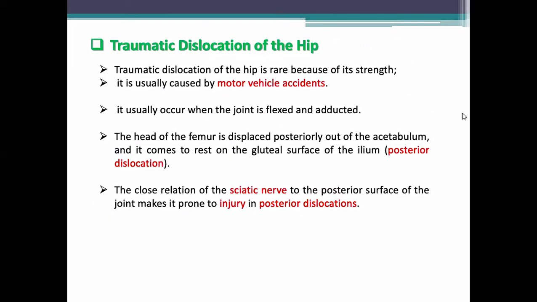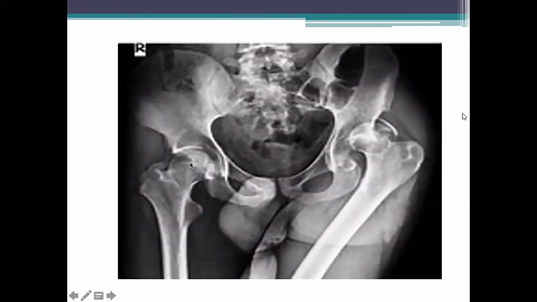Another condition is traumatic dislocation of the hip. Traumatic dislocation of the hip is rare because of its strength. It is usually caused by motor vehicle accidents. This usually occurs when the joint is flexed and adducted. So the head of the femur is displaced posteriorly out of the acetabulum and comes to rest on the gluteal surface of the ilium. This is referred to as posterior dislocation. This is traumatic dislocation of the hip.